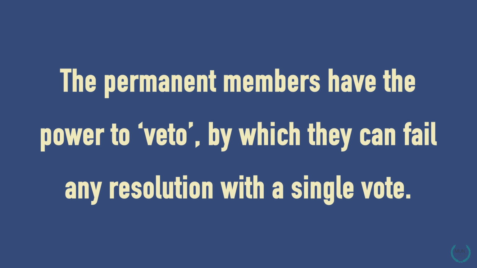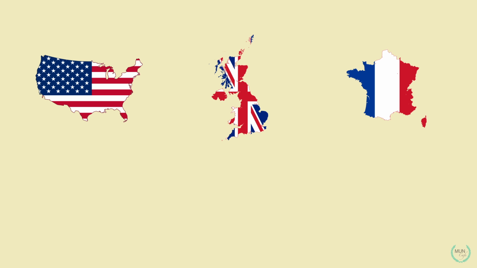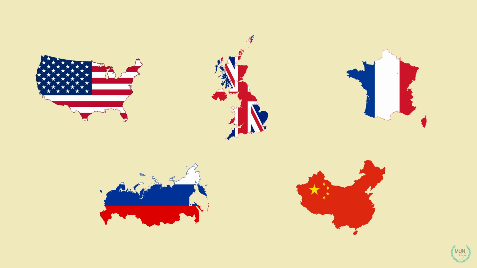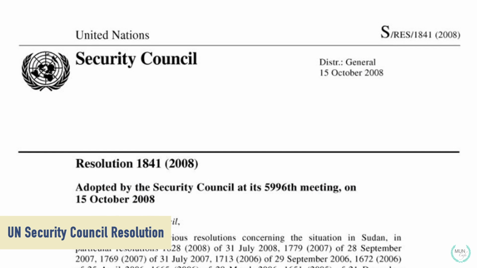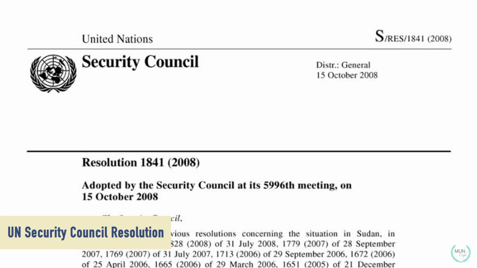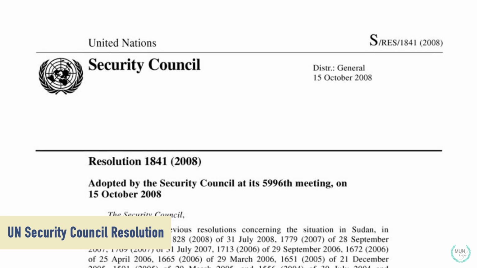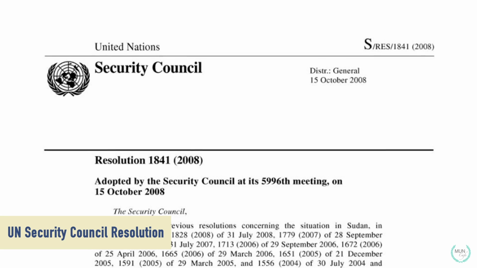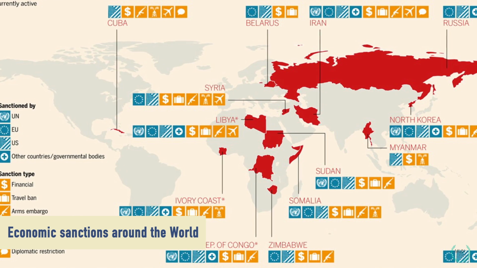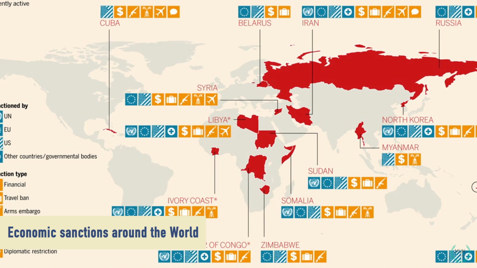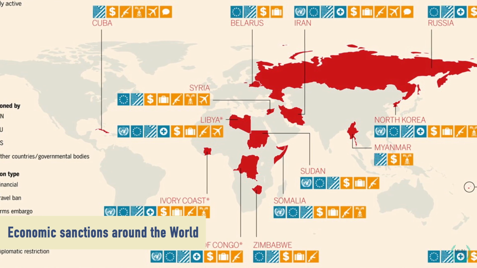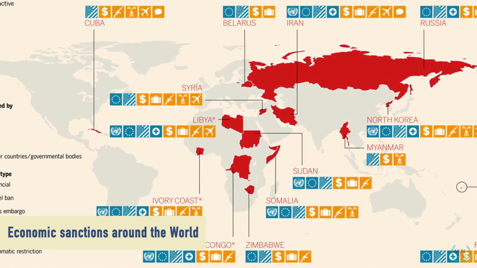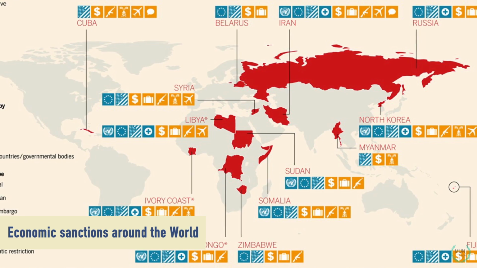Each of the permanent 5 members has the power of veto, by which they can make any resolution fail with just a single vote. This means that any actions undertaken by the Security Council must be approved by all 5 permanent members. Security Council resolutions are special in that countries are forced to accept the terms of the resolution, unlike any other resolution in the UN. If a country fails to comply with a Security Council resolution, then the Council may take actions to ensure its compliance through diplomatic tools like trade sanctions or even full-scale military invasion.